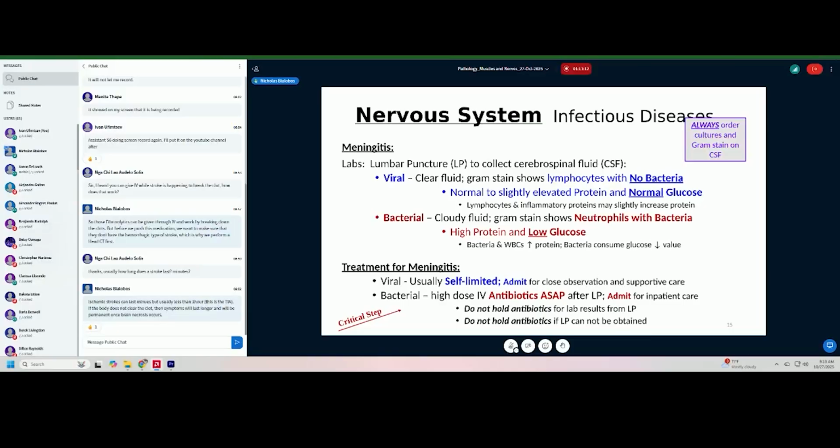The glucose is going to be normal. So we normally have glucose in our CSF. The viruses don't do anything to this glucose, right? And so that glucose level is going to be normal in the CSF.